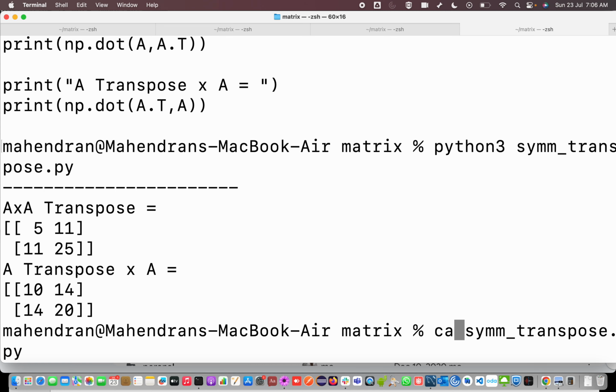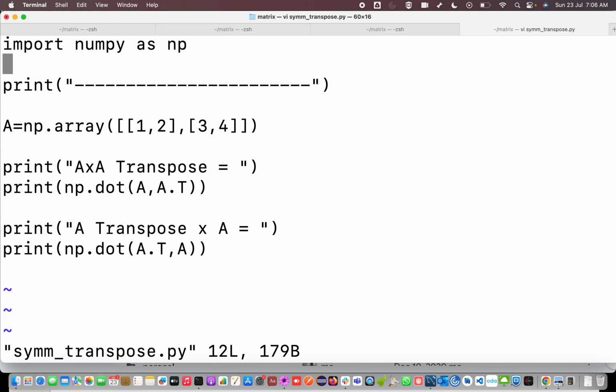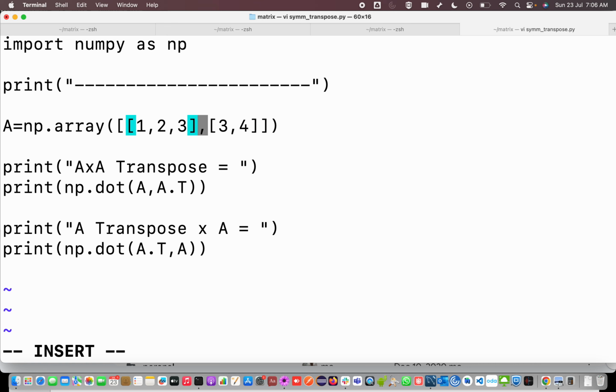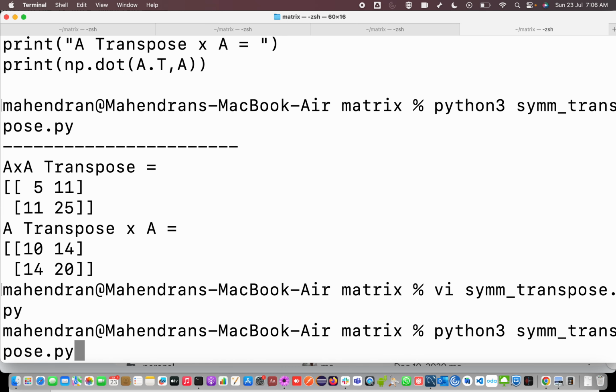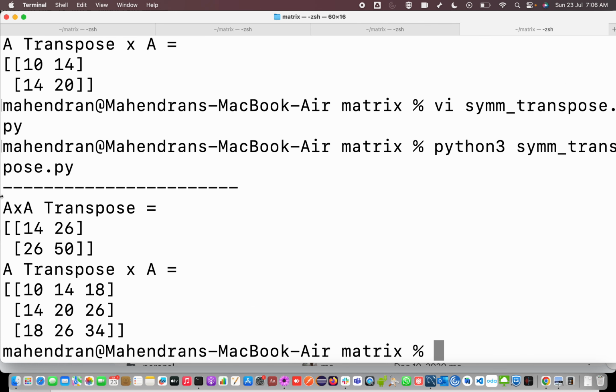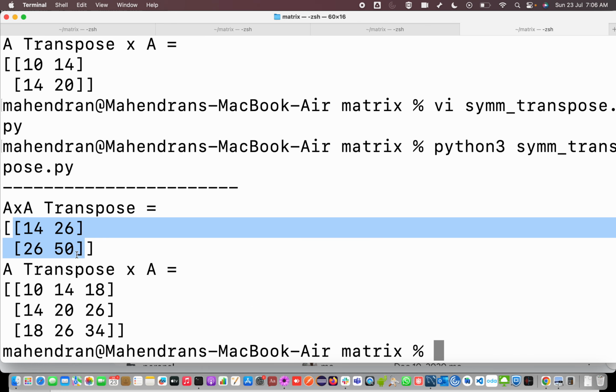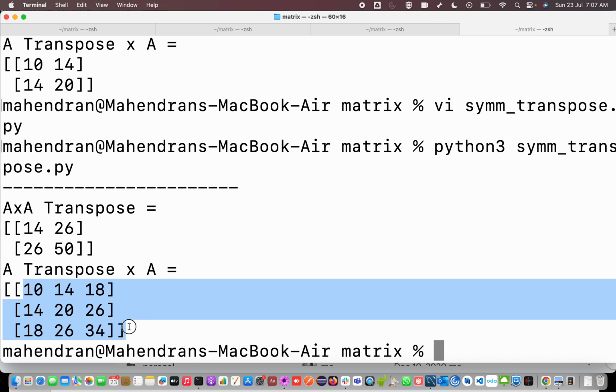I'll share the code. You can actually change any number to any number. So in fact, I can make it 1 2 3, 3 4 5. Now I made a square matrix into a rectangular matrix. Let's see. Okay, this is also symmetric, right? Yep. Okay, thank you. I'll share the code.